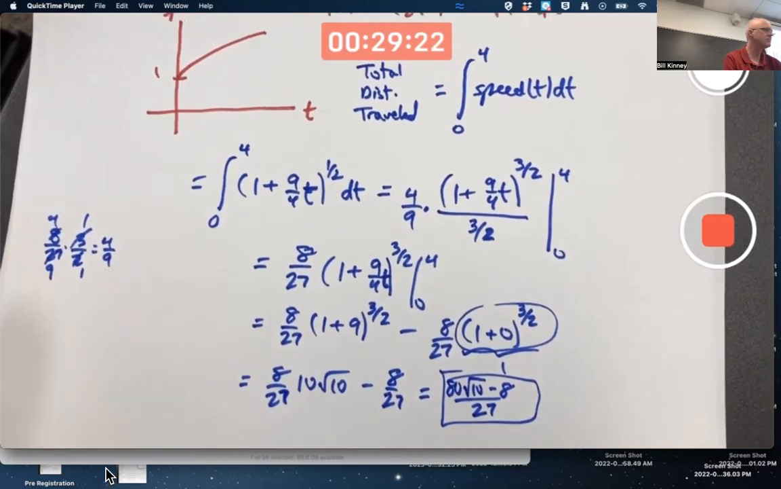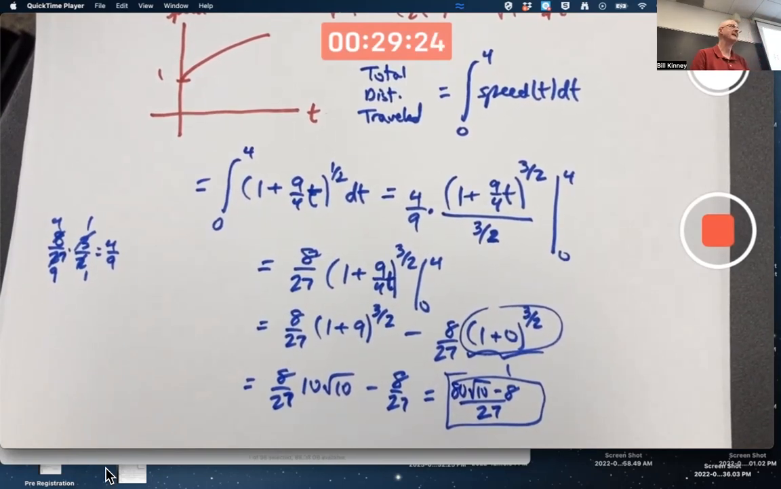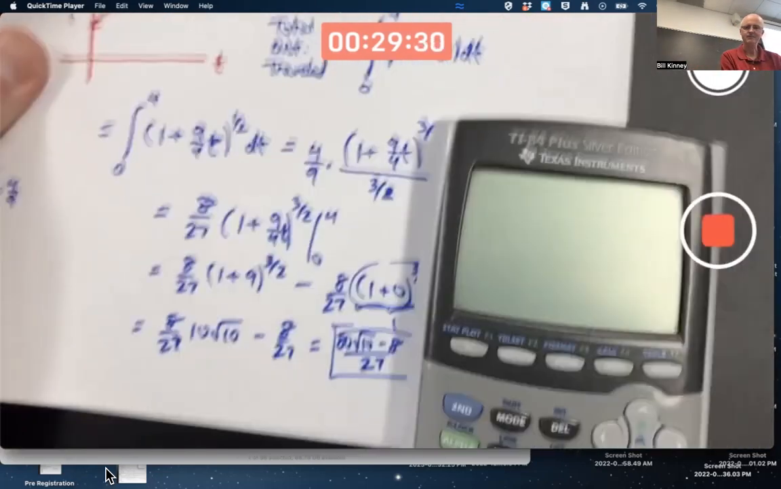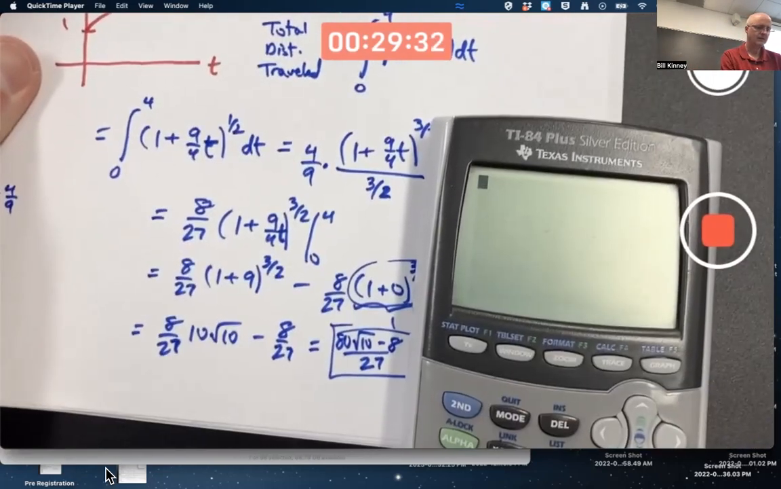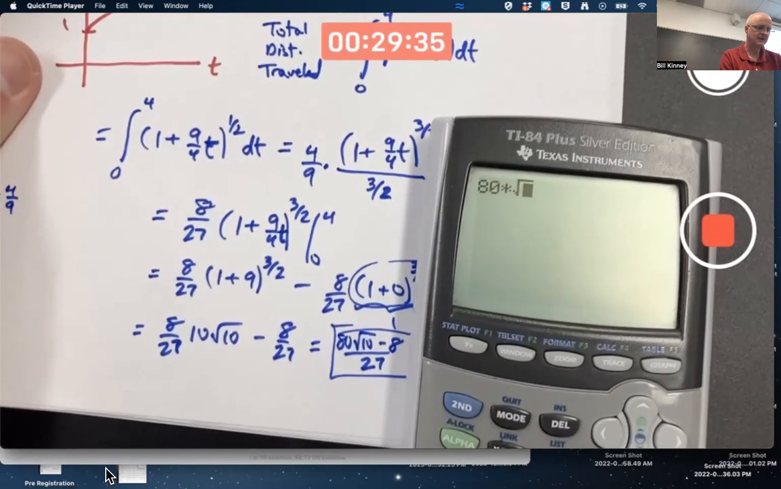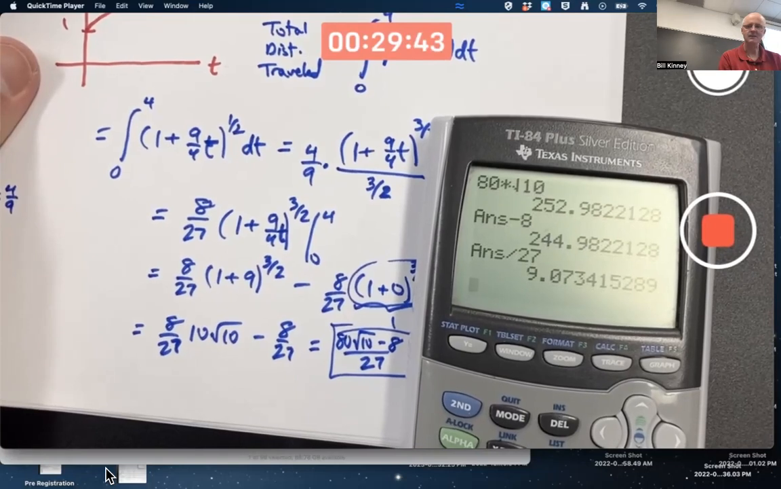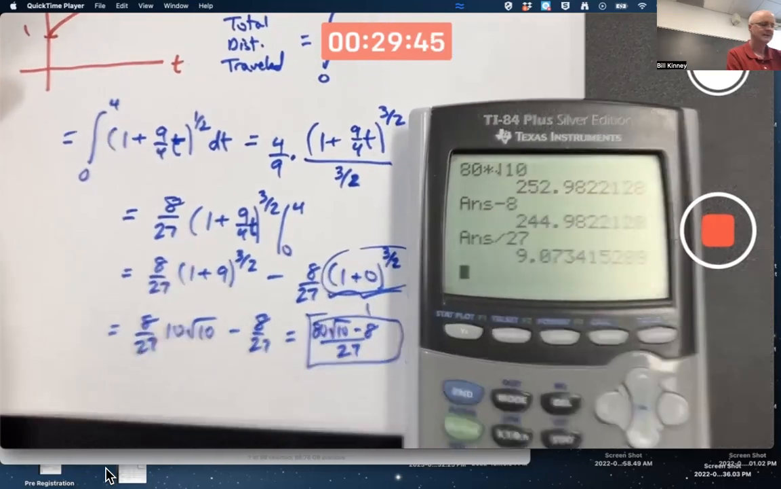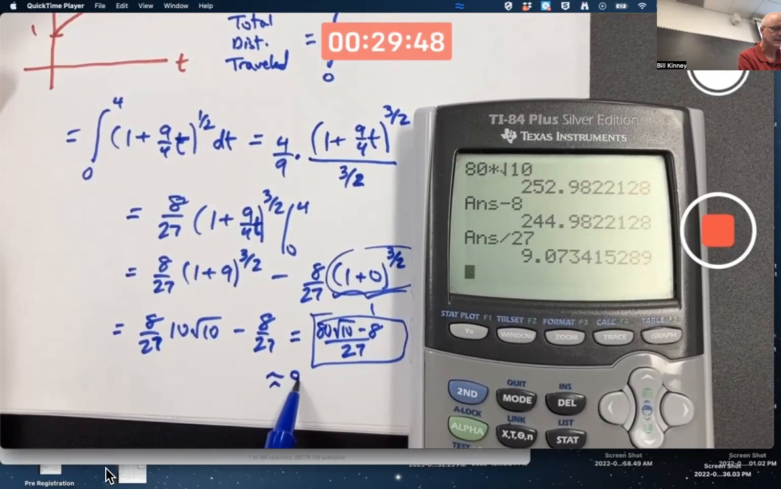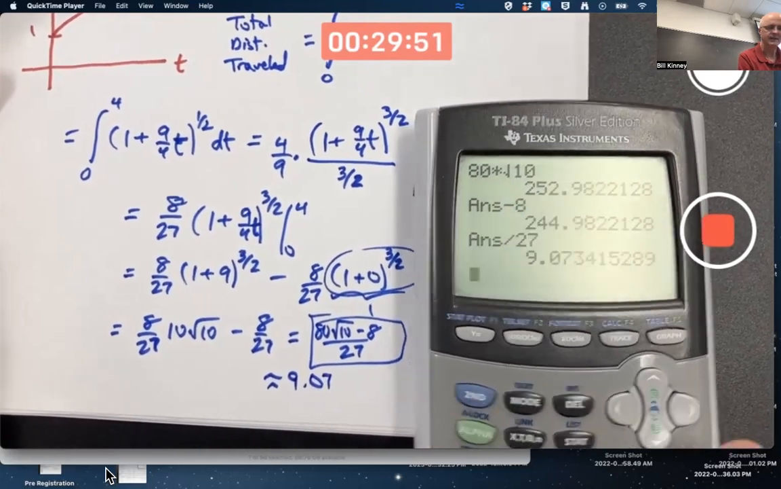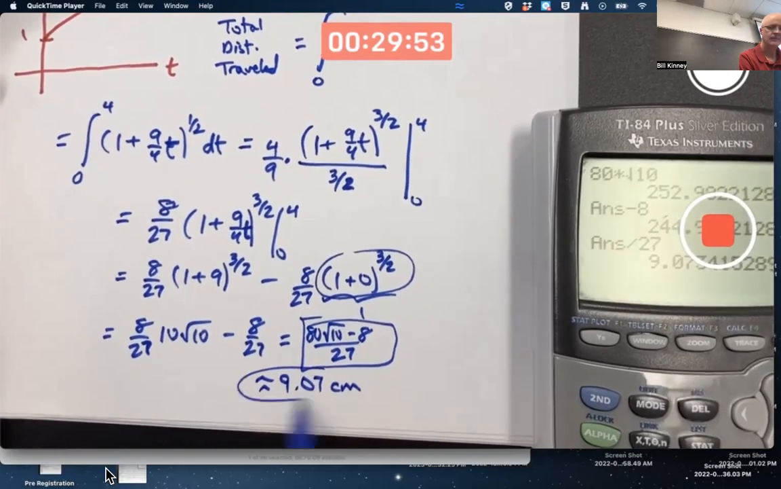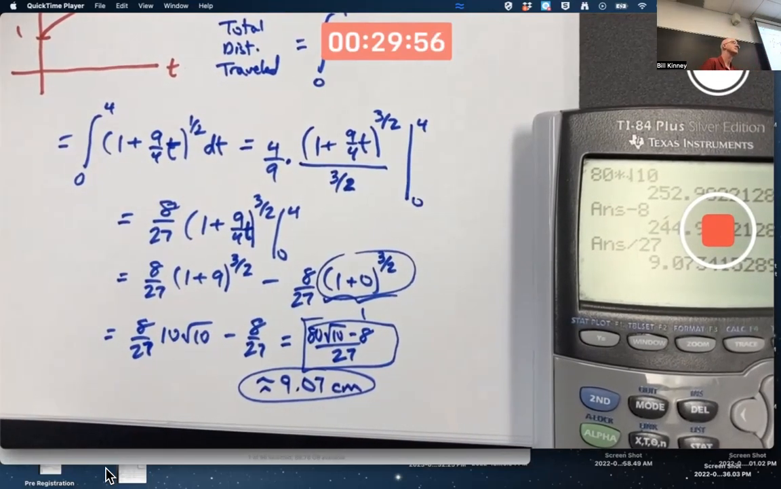Now remember what the answer should be. It should be, when you approximate, a little bit bigger than 9 perhaps. Let's see if that happens here. 80 times square root of 10 minus 8, divided by 27 is, yes, a little bit bigger than 9. 9.07 centimeters. That's the distance traveled.